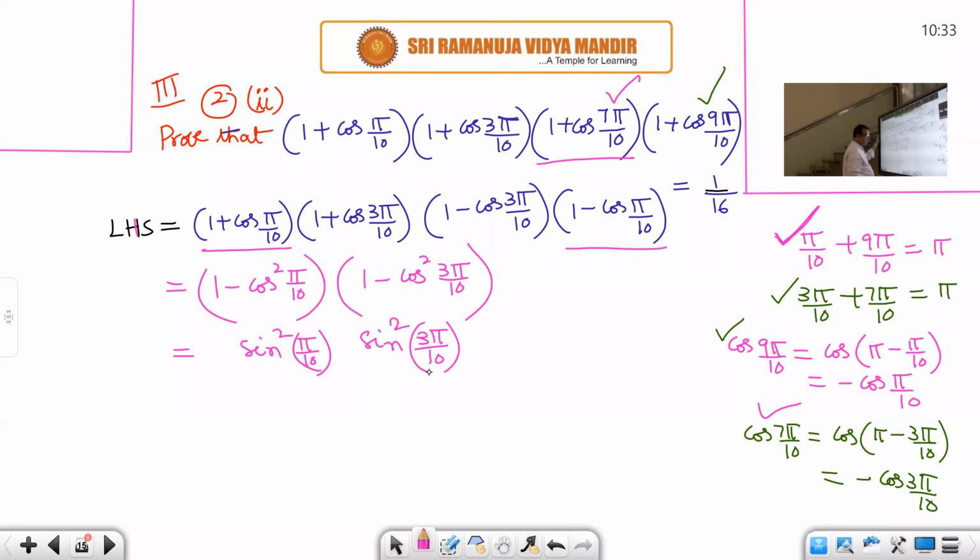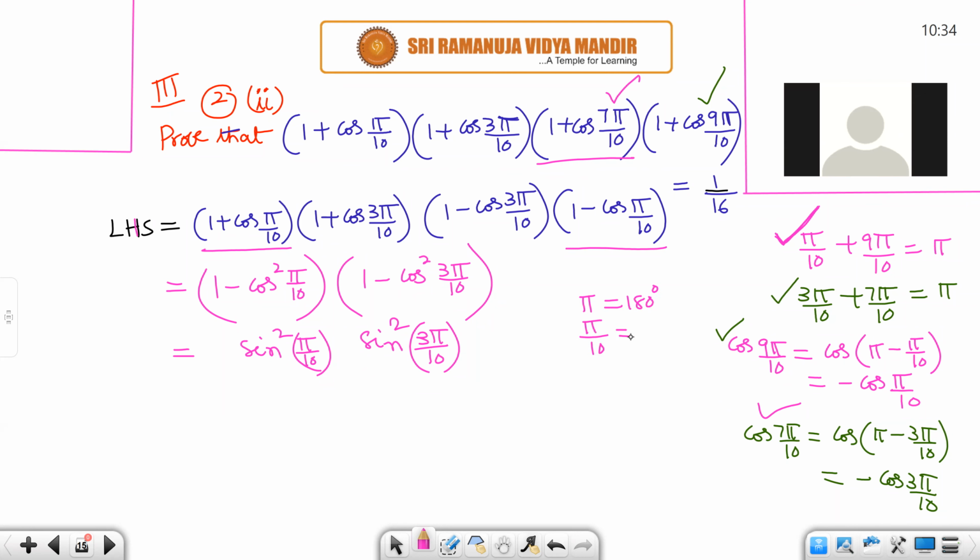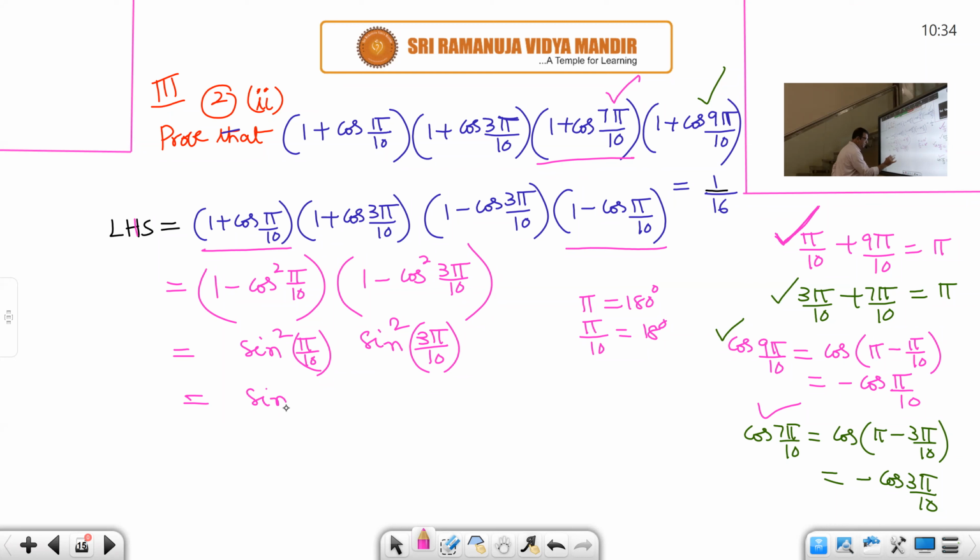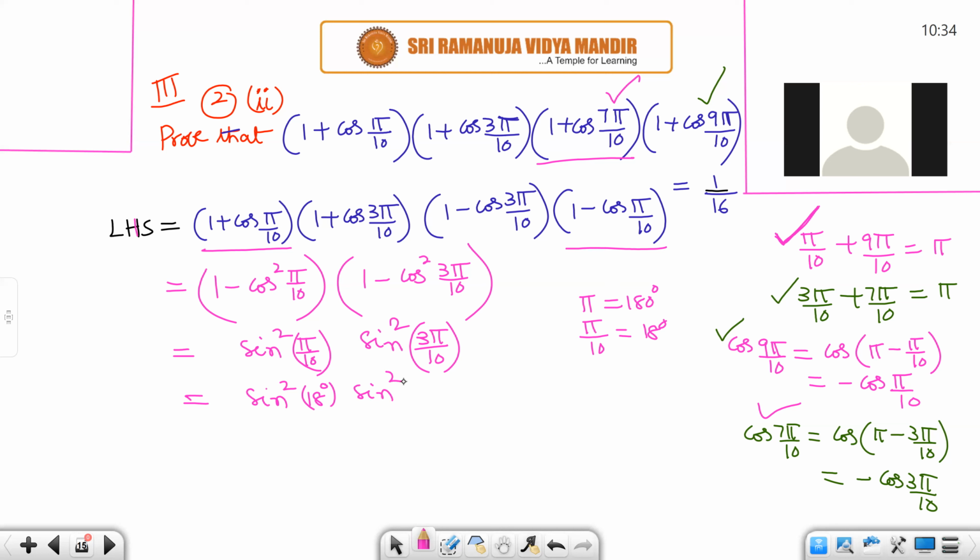We see that pi by 10 and 3 pi by 10, neither they are complementary nor supplementary. Because their sum is 4 pi by 10 only. It is not 5 pi by 10 or 10 pi by 10. So we'll go into degrees now. Pi radians is equal to 180 degrees. So pi by 10 means what? 18 degrees. So sin square 18 degrees. So 3 pi by 10 means 3 into 18. 3 into 18 is how much? 54 degrees.